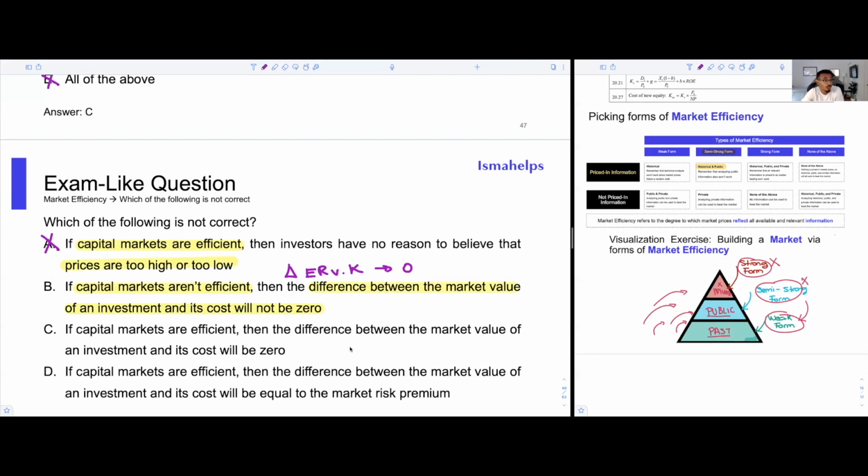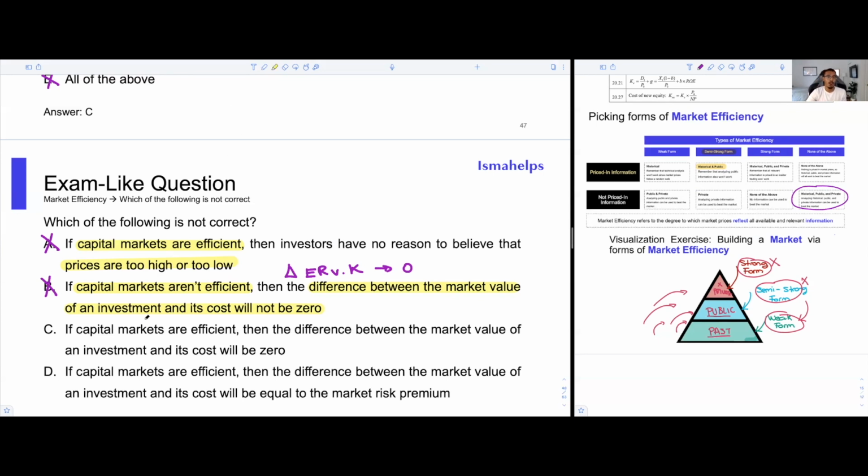If capital markets aren't efficient, that means investors could yield abnormal returns by studying past prices or historical information, by studying public information, and by studying private information, like any of the above. That's bad news because they could earn an alpha in so many different ways. So saying that the difference between the market value of an investment and its cost will not be zero is true. It won't be zero because people will be earning alphas from all sides. For that reason, B is definitely correct, and it's not what we're looking for.